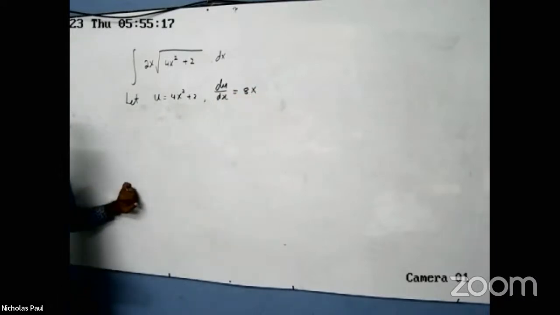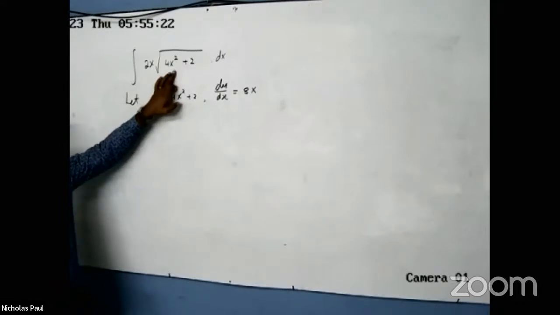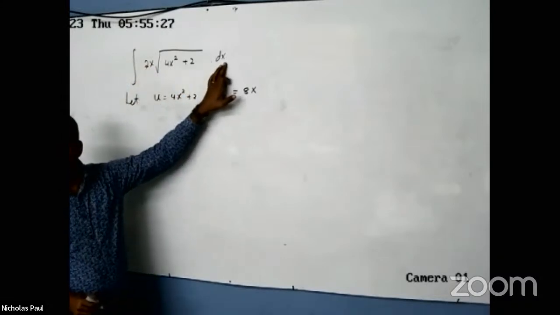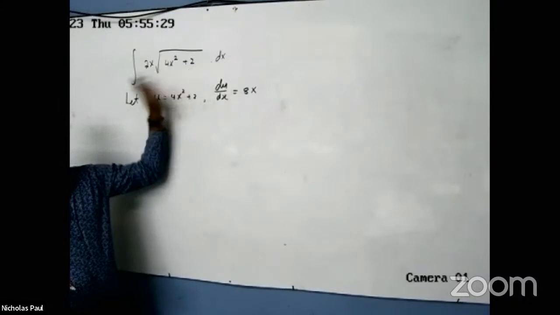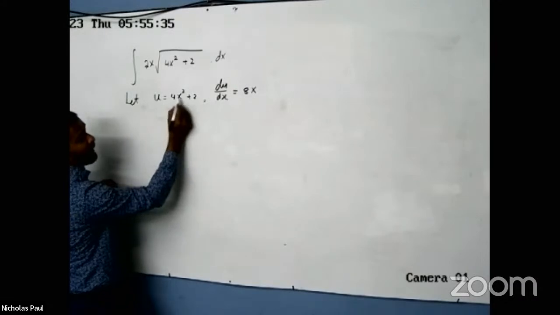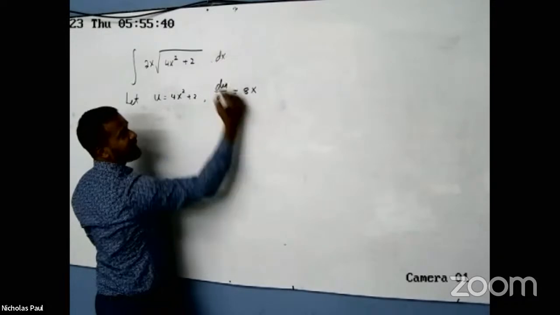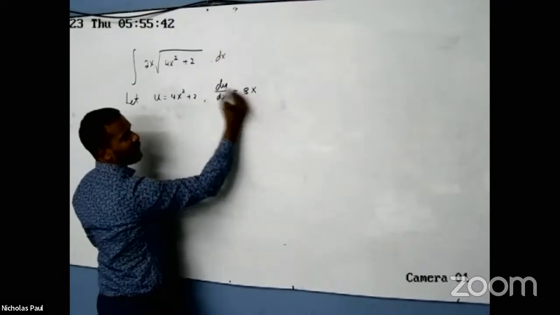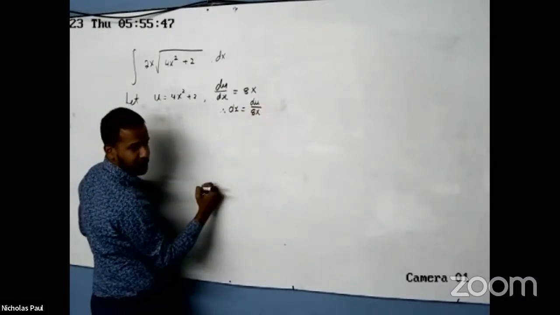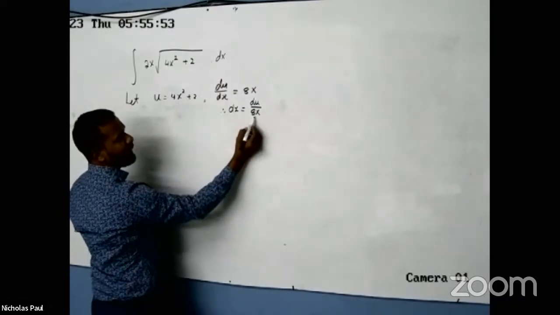That's okay? If I were to just drop u in here, I wouldn't be able to integrate because u is a function, x is a function, and I have dx here. The only way I can integrate with u is if everything is in terms of u. So u is 4x squared plus 2, du dx is 8x. So I have to replace this dx here. dx is equal to, cross multiplying, du over 8x.